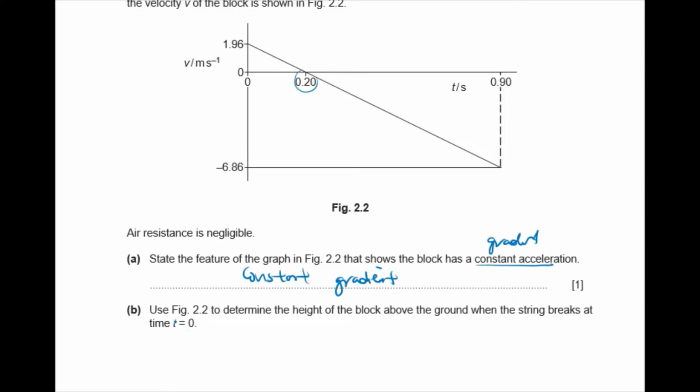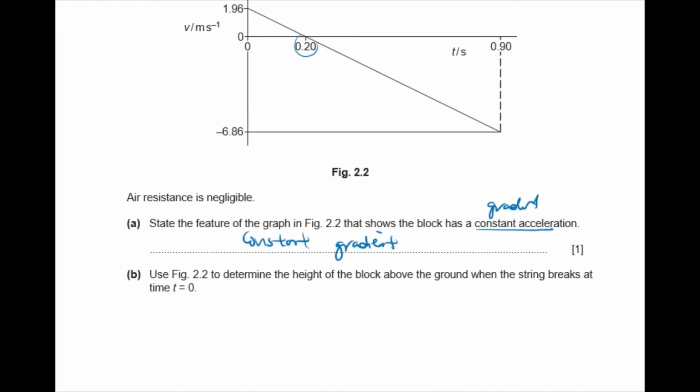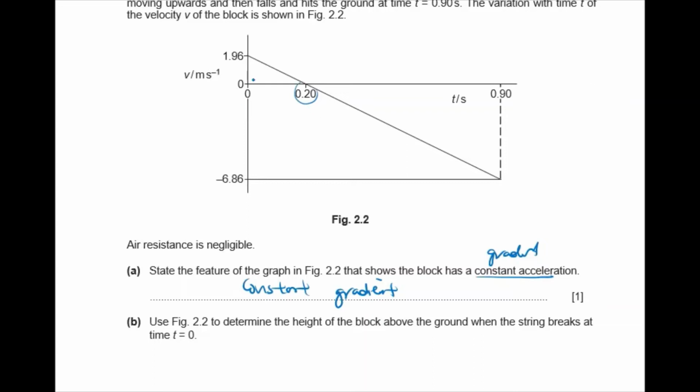Okay. B. Use figure 2.2 to determine the height of the block above the ground when the string breaks at t equal to 0 second. So here you have to calculate the area under the graph. So this is area 1 and then this is area 2.